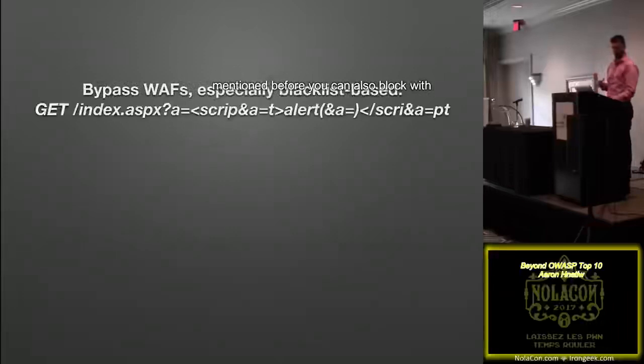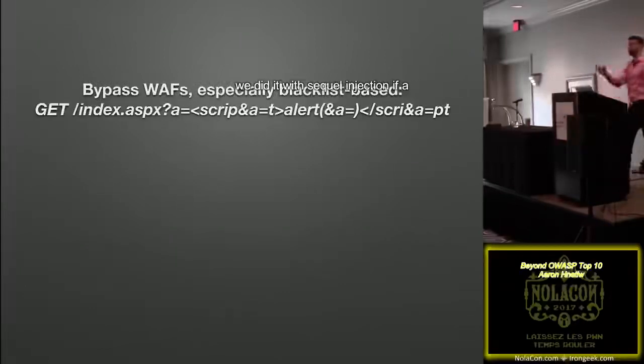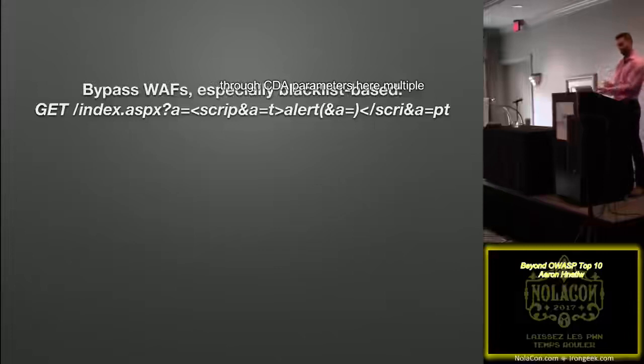As I mentioned before, you can also bypass web application firewall blacklists. Similarly to how we did it with SQL injection, if a firewall is looking for the script tags in a query, then if you split it up, see the a parameter is here multiple times, that's another way of getting the script tag in there. This works less and less now with web application firewalls. However, you can be really creative with this because, as I'll get into a little bit, there's multiple places to pass in a parameter and not just in one spot.